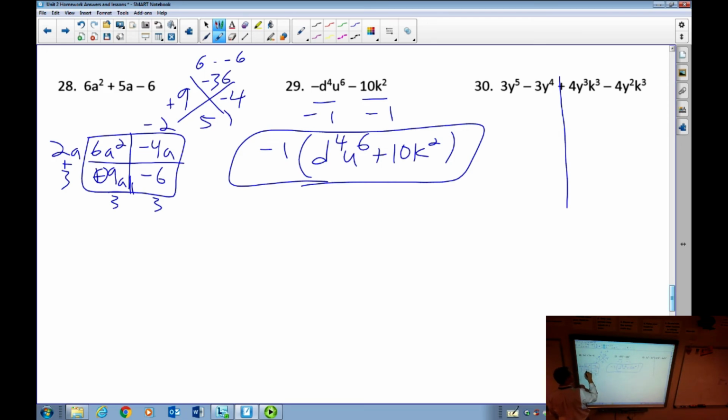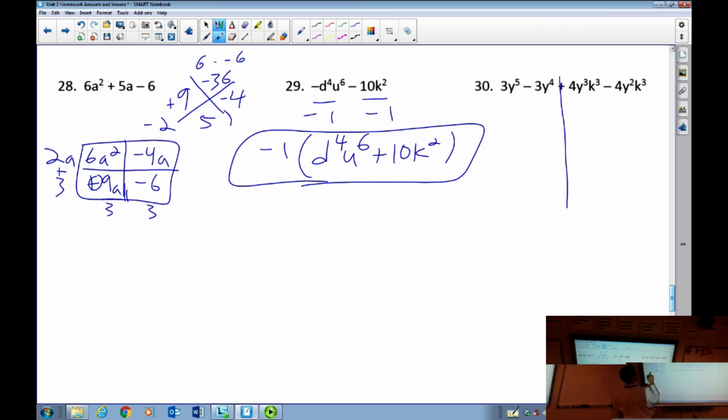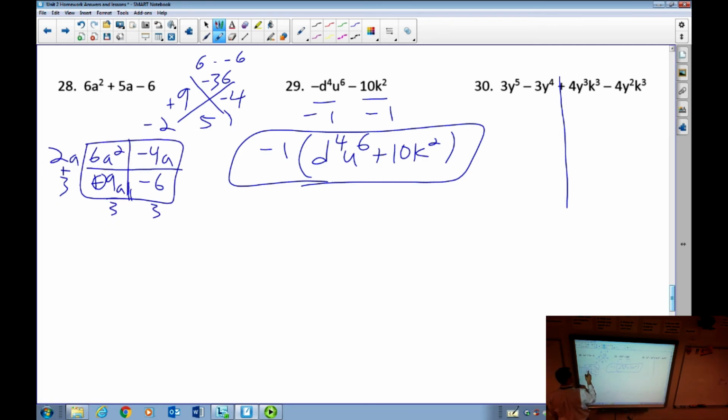And then going this way, 9a, and let's see here. So a 9a with a 6a squared. We get, what, a 3a? Yeah, that's the greatest thing we can pull out. So our final answer there is 2a plus 3 times 3a minus 2. Bam!